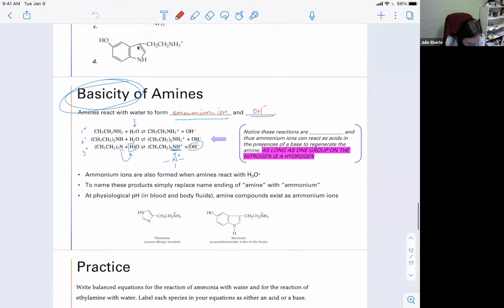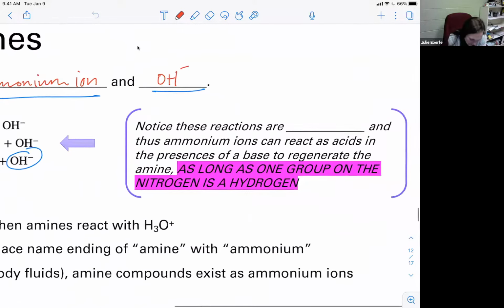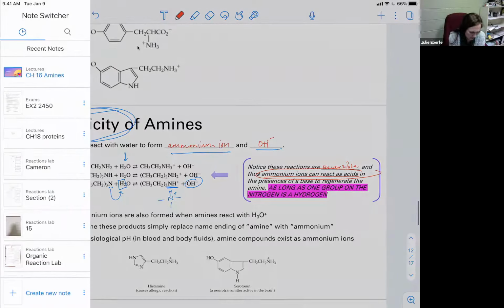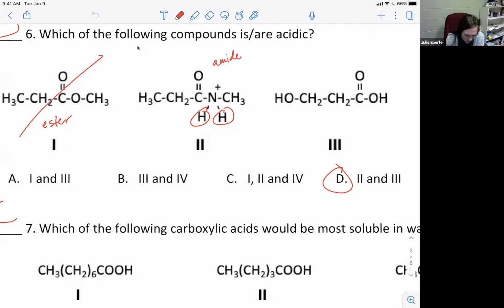Right in here. Here's where we talked about ammonium ions, but oh, right here. These are reversible. So the reason was that the ammonium ions can react as acids in the presence of a base. That is where we mentioned that particular aspect of ammonium ions being acidic.